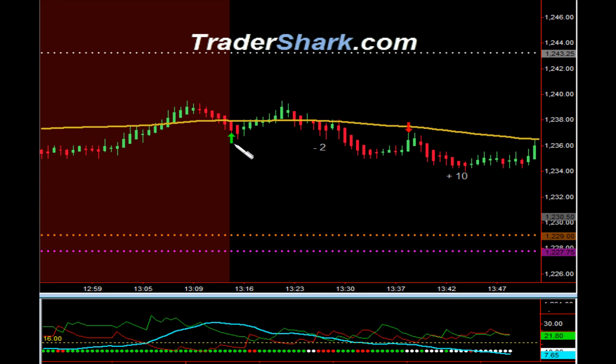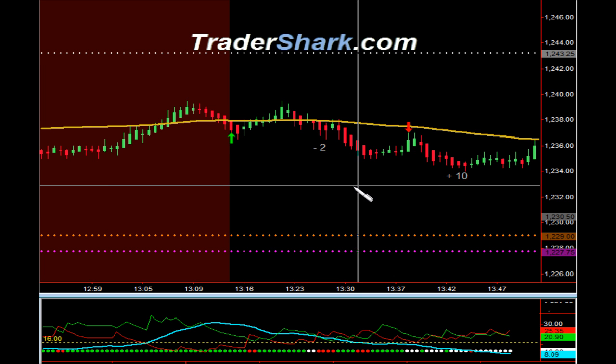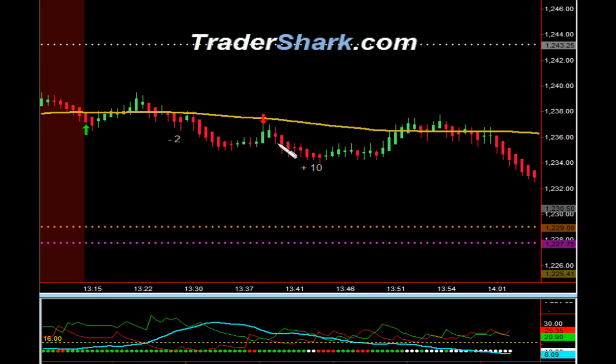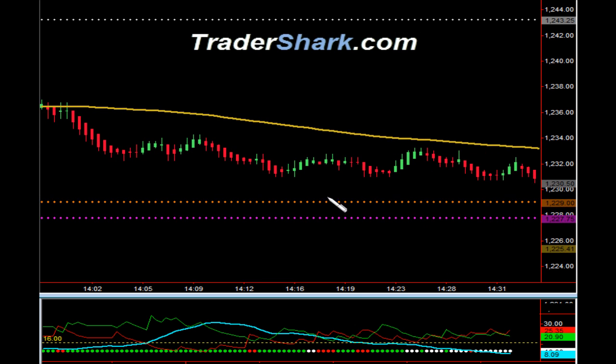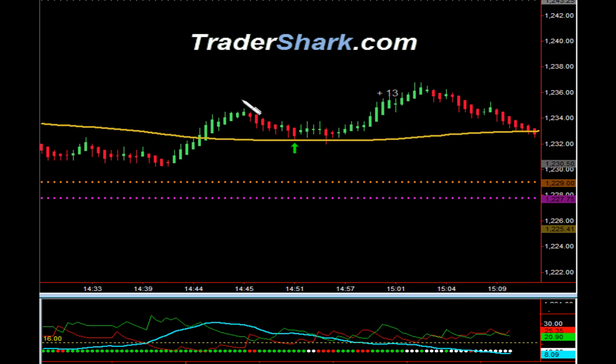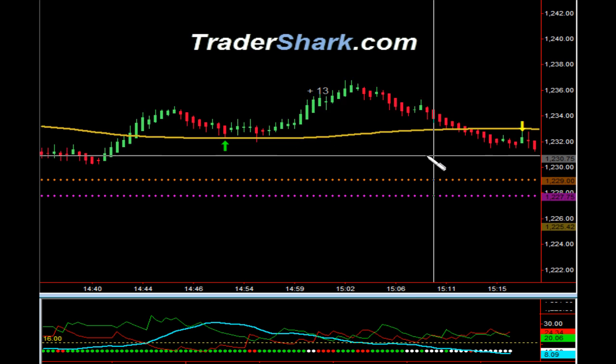Coming out of the no trade zone, we had an opportunity to get long, got target 1 off, got stopped for minus 2 ticks, and then we had an opportunity to get short. Target 1 and target 2 were hit for a total of 10 ticks. Very active day today. We then had an opportunity to get long right here at around 10 minutes till 2. Target 1 and target 2 were hit for a total of 13 ticks.